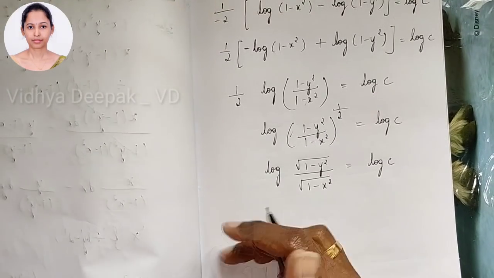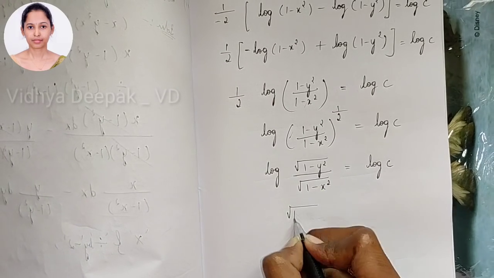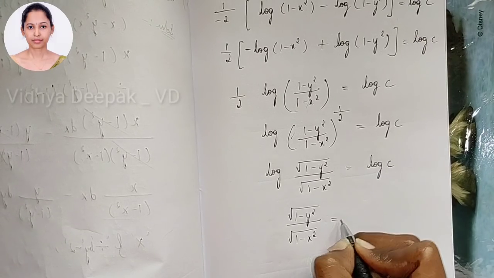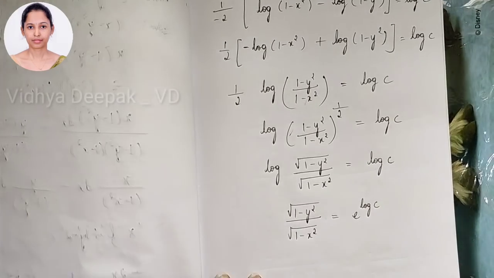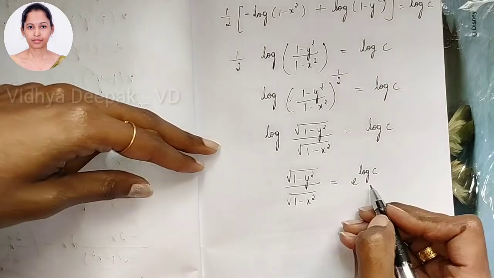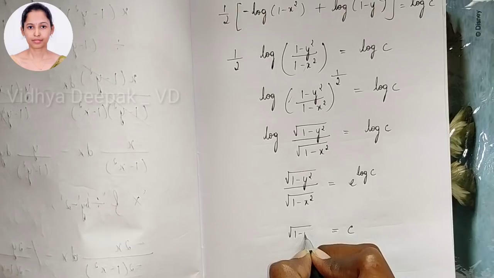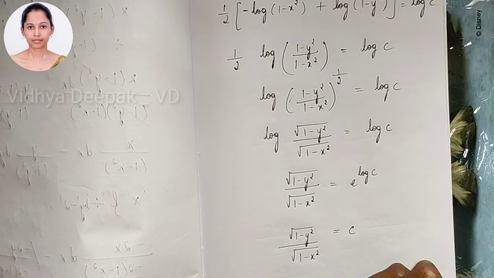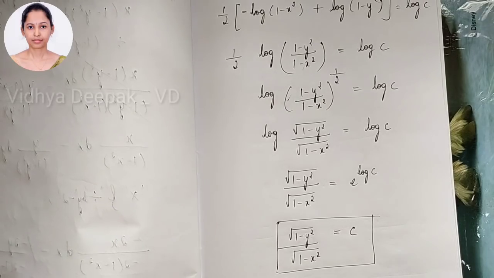So here I'm using the logarithmic definition, so e to the power of this is equal to this, right? So √(1 − y²)/√(1 − x²) is equal to e to the power of log c, that is nothing but an integration constant. I can replace this by c, so this becomes √(1 − y²) divided by √(1 − x²) is equal to c, which is our required solution of the differential equation. Thank you.